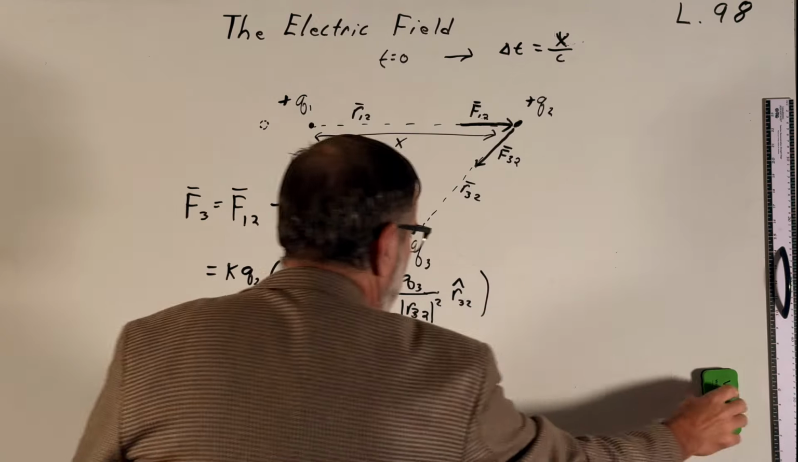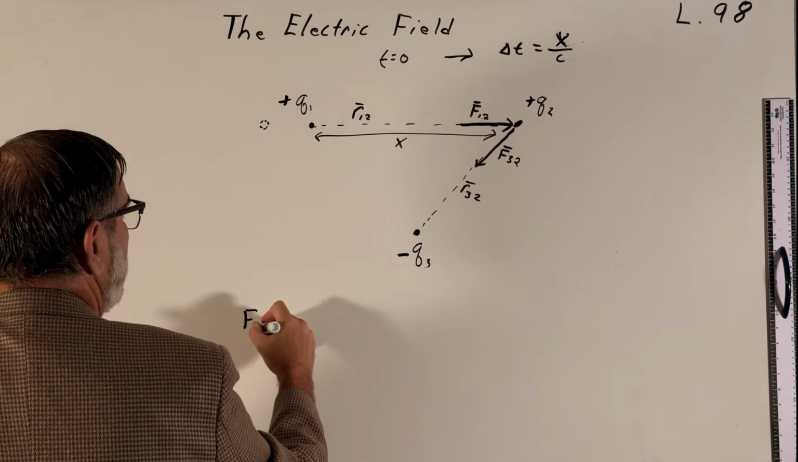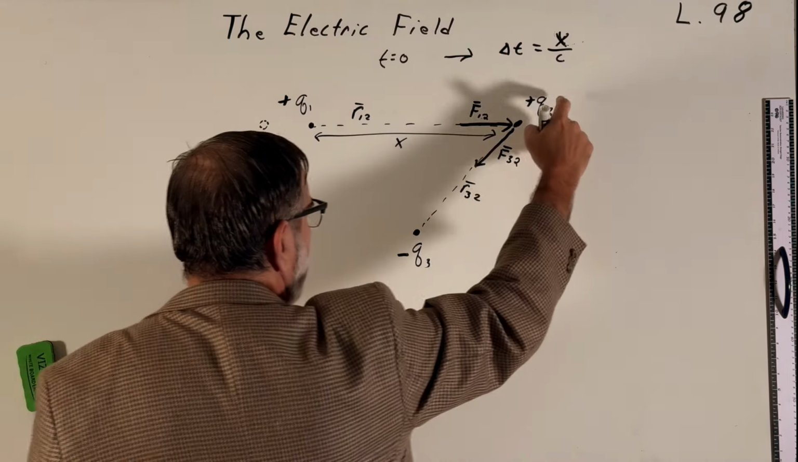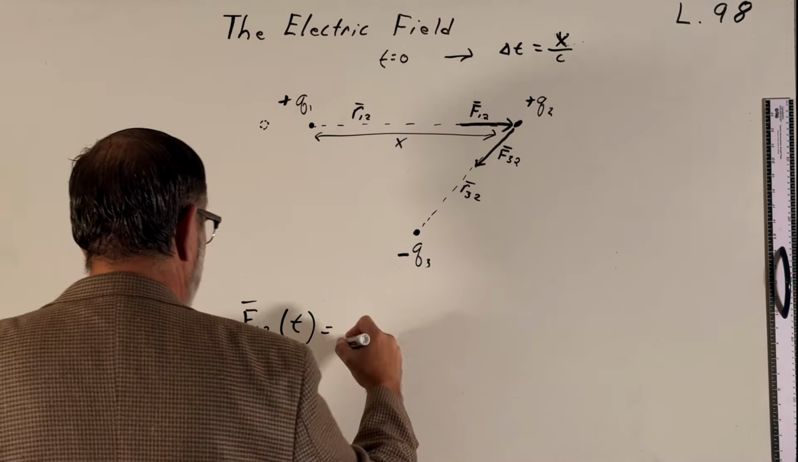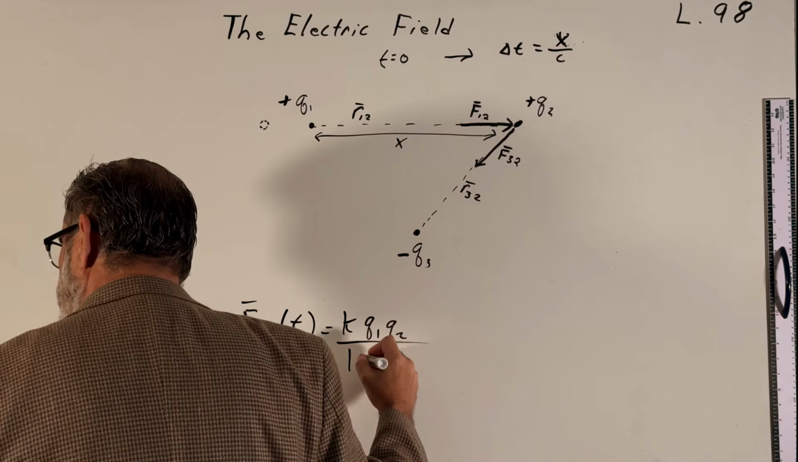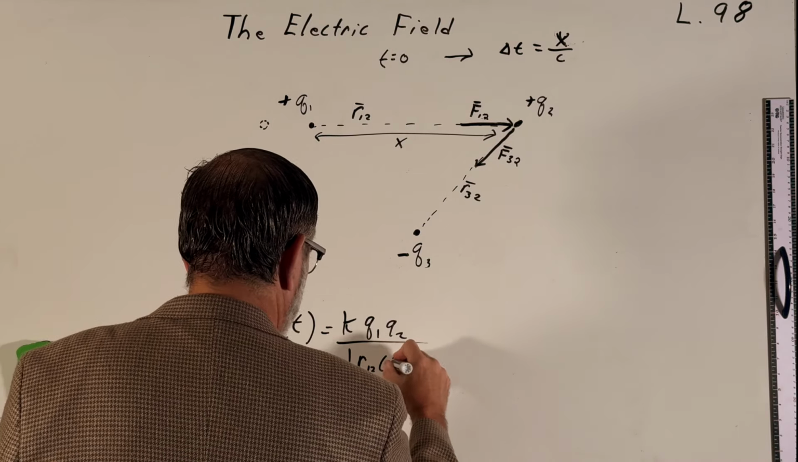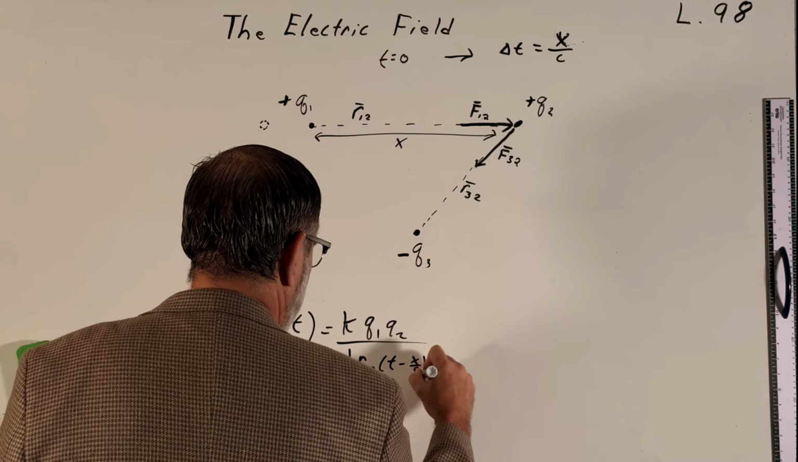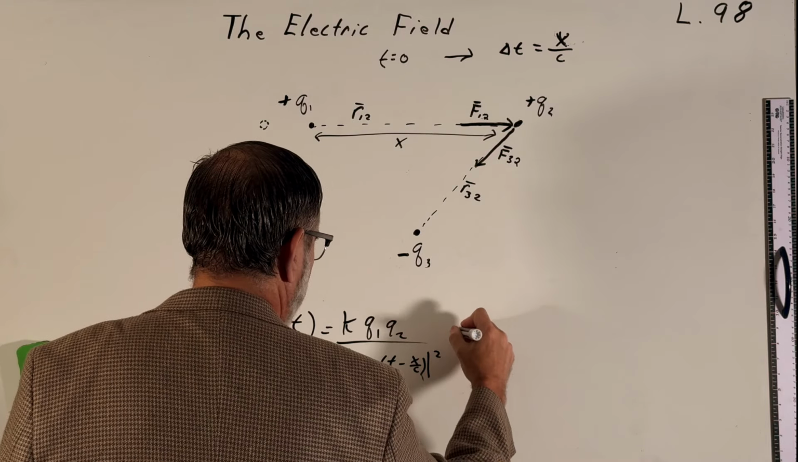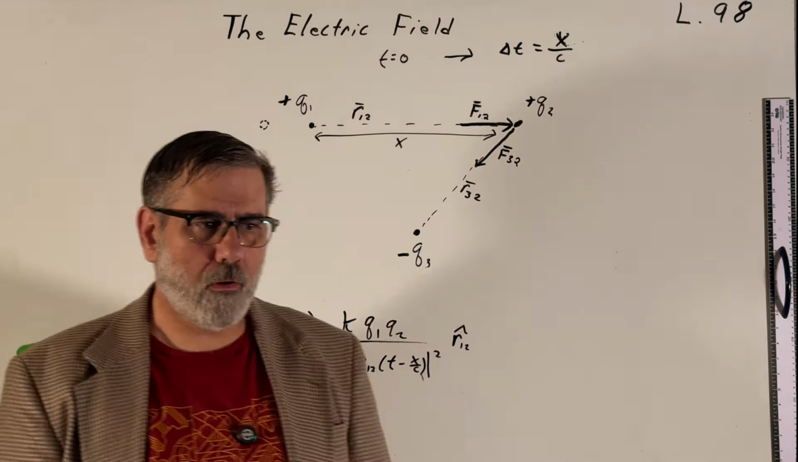Such that what we should really write for these force laws is something more like this. The F of 1 on 2 as a function of t, the time in the reference frame of our test charge, is equal to k q1 q2. None of that changes in time, but this does change, and I'm just going to call it R12 as a function of t minus x over c, squared, and of course with the appropriate R12 unit vector. We call this retarded time. It's the time in the past at which we currently see the thing.